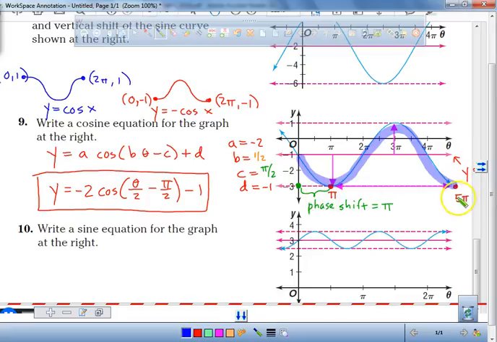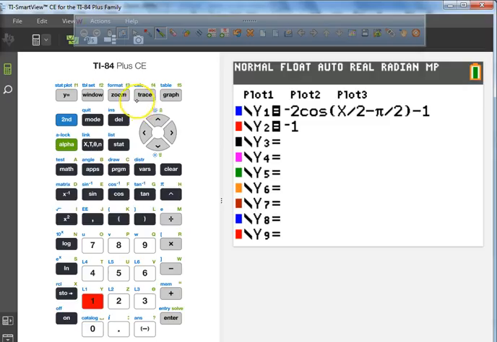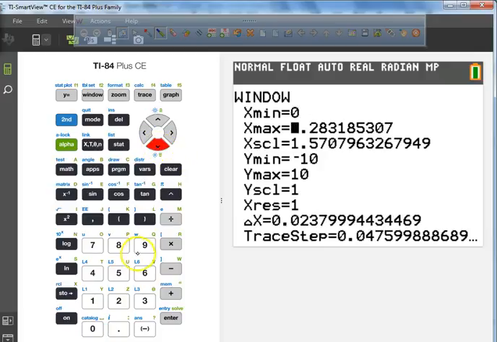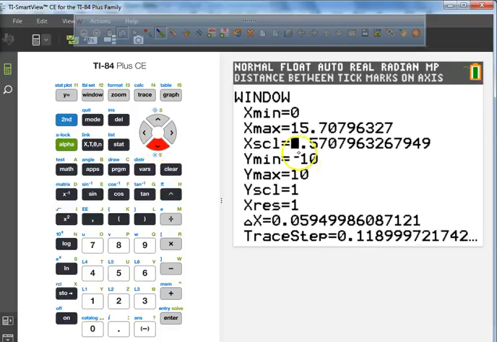So we go from 0 to 5 pi. So we go to the window, start at 0. I'm going to type in not 2 pi, I'm going to type in 5 pi. Now this x scale, if you see 1.57, that's pi over 2, but I'm just going to type it again: pi divided by 2, in case somebody needs to see the keystrokes.